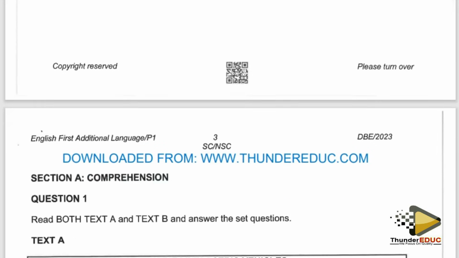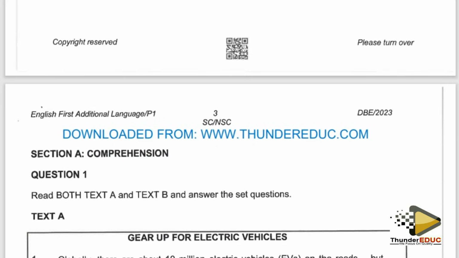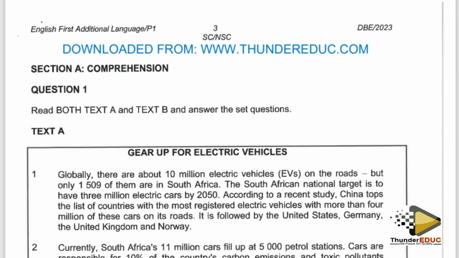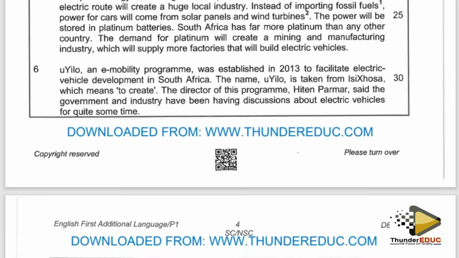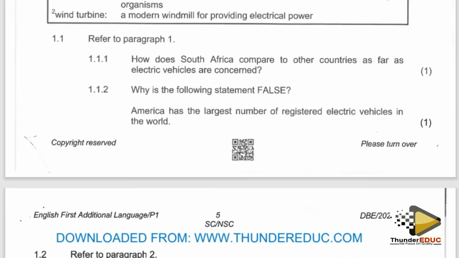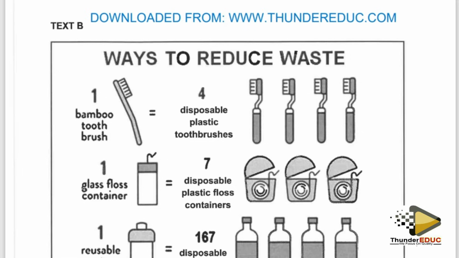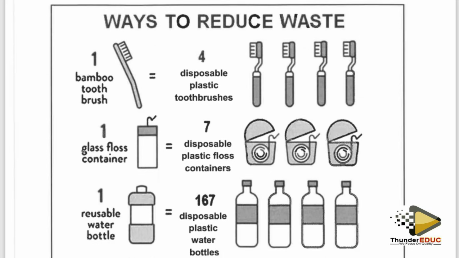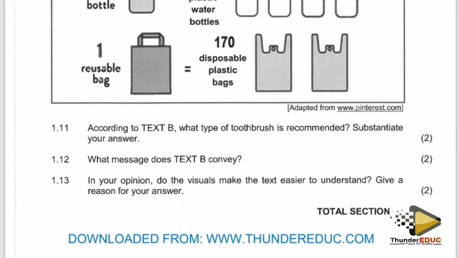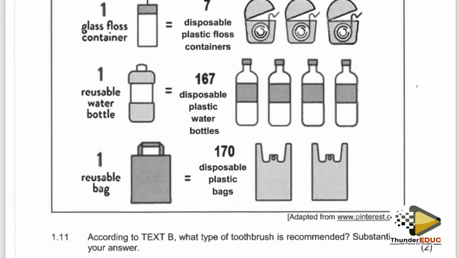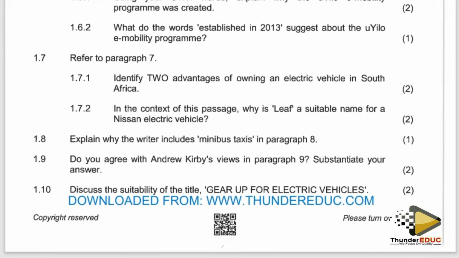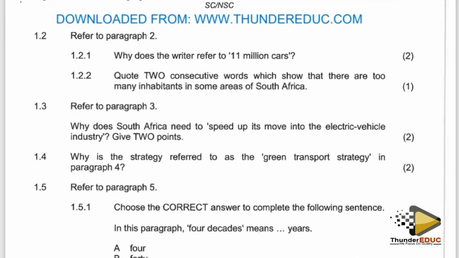Right. Our question paper starts with text A and text B in the first section. And your text A is always automatically the written phrase. And then your text B is your visual text. So those are the 2 texts that we have to go through when coming to our questions. Right, I'm just going to touch on a few things in text A, and then I will go through text B with you.